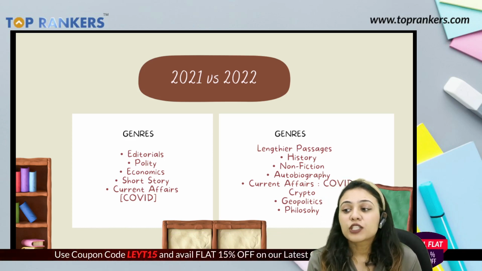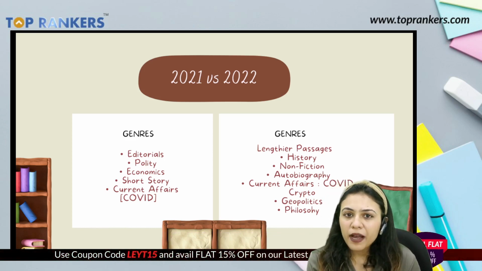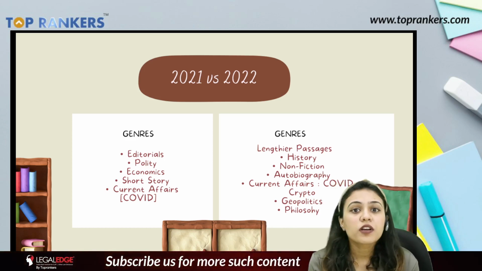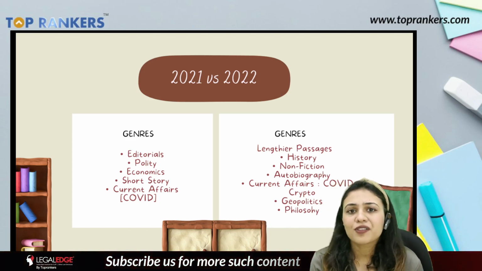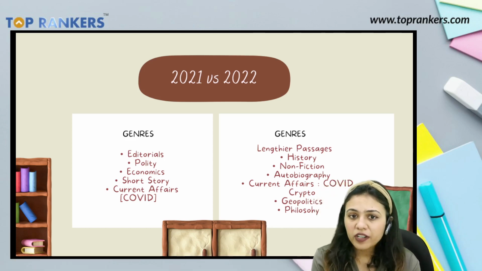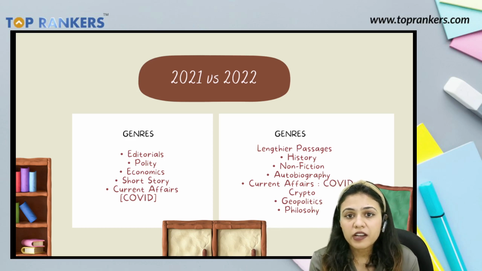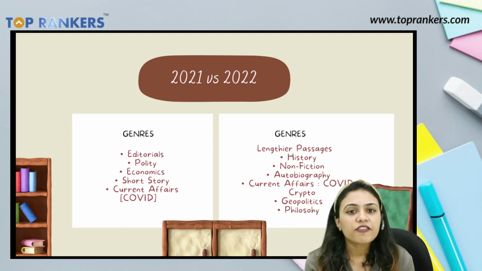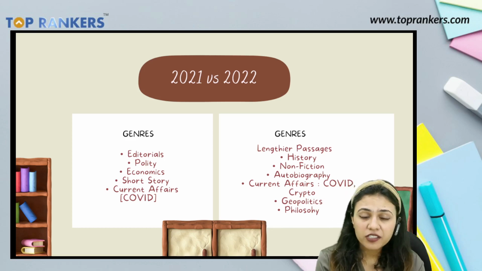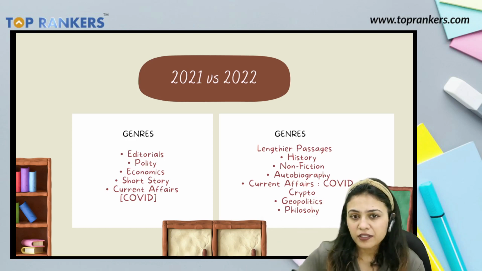Then in CLAT 2022, there was one passage from history, one nonfiction, another one was an autobiography. Now, autobiography is also a part of a literary passage. And as I've already told you, COVID and crypto were the most prominent current affairs, along with geopolitics and philosophy. These were all common topics, common genres, which were again repeated, as you can see.